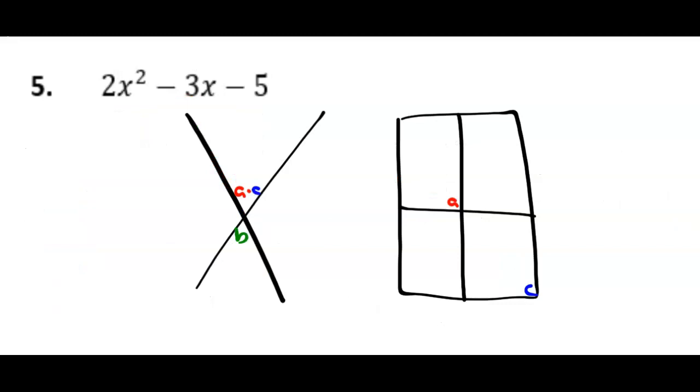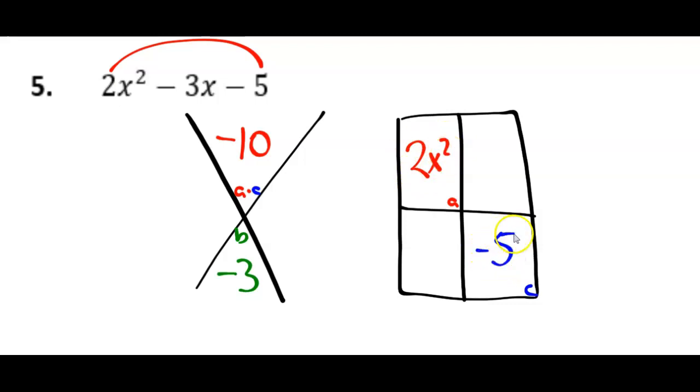Next example. What's my A times my C? Well, it's negative 10. What's my B? It's negative 3. If you want to fill this in right away, that's maybe not a bad idea. And now I need to do my sides. Okay, so I have a negative number here and a negative number here.